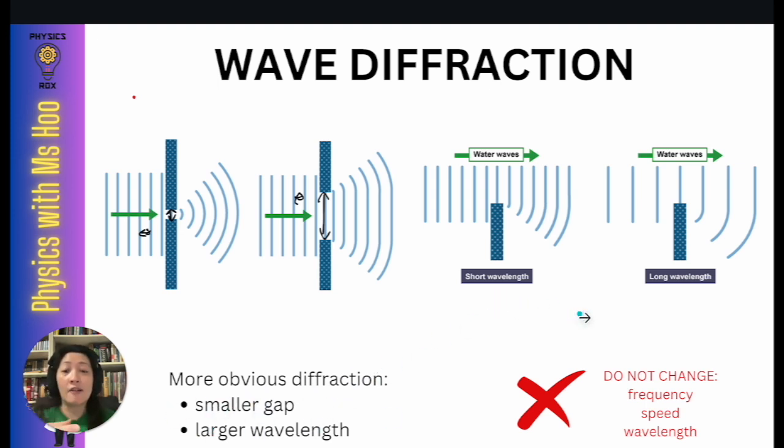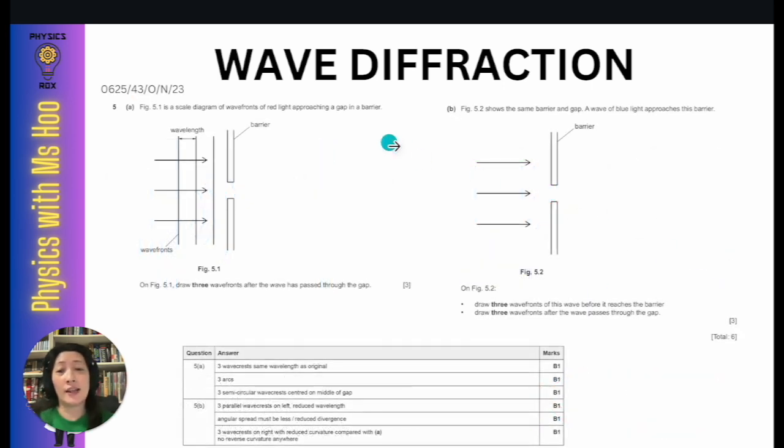So you check, is there a difference in the gap or is there a difference in the wavelength? And in this question, they told us in A, this is red light, while in B, it's blue light, same barrier. So red light has a larger wavelength, has a more obvious diffraction. So 5A, that's why you draw the more circular waves. No plane shape, no straight lines. Okay, so semicircular waves, because you don't draw the full circle, right? So semicircular wave. Whereas B, smaller wavelength, so you must draw the waves with reduced curvature.